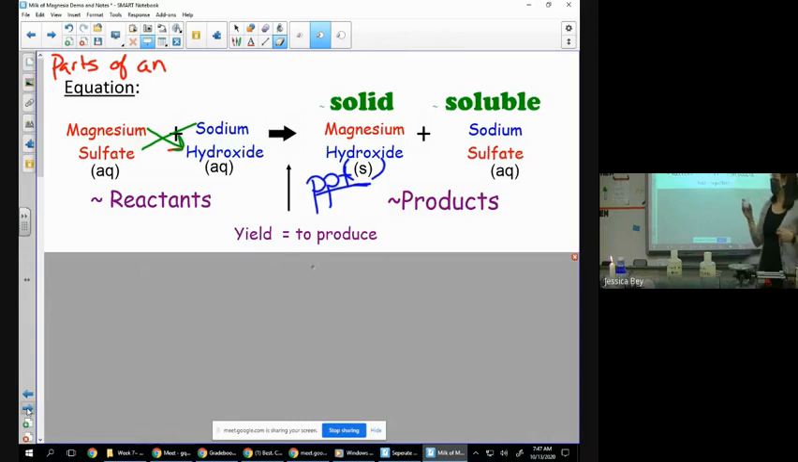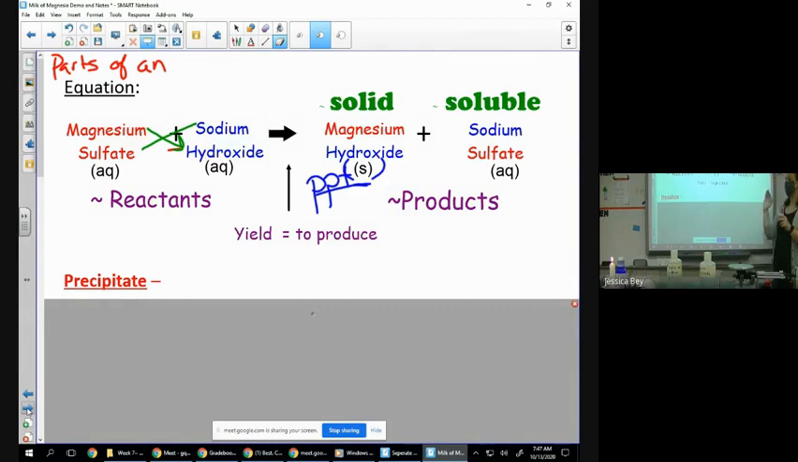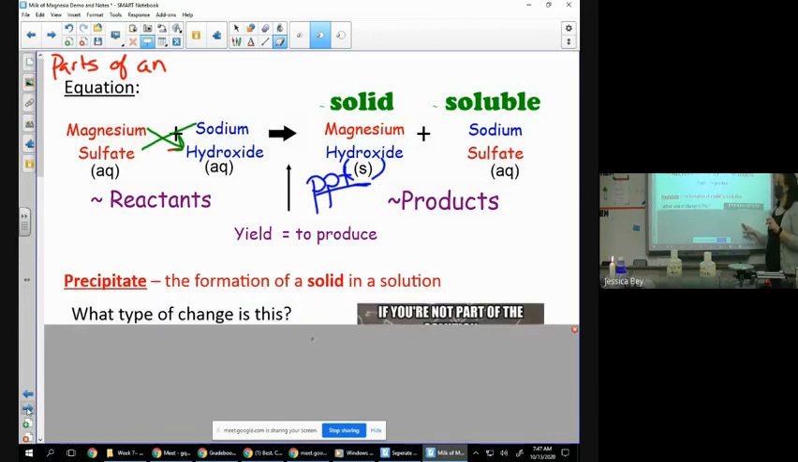okay, I have a series of questions for you. Precipitate, and we already defined this. If you would like to write it again, you can. It's just a formation of a solid out of a solution. We already talked about that.